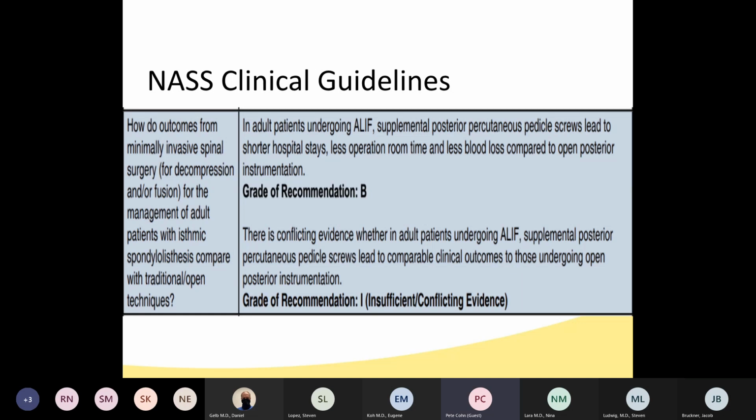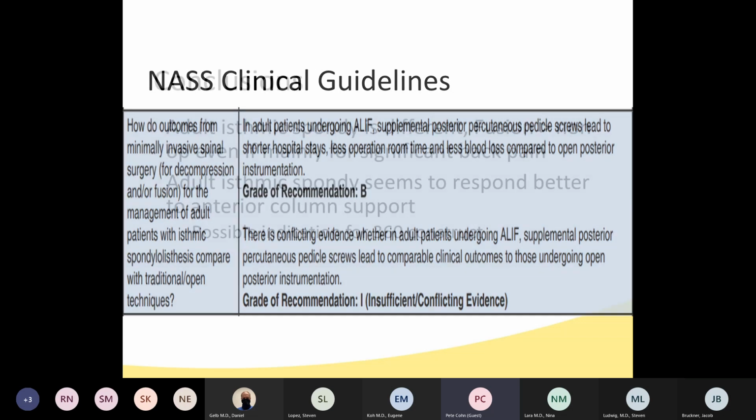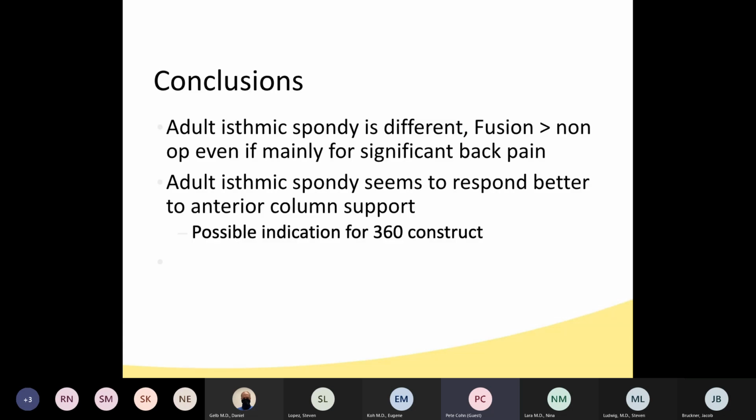And then, this is getting a little more in the weeds, but for patients who are undergoing posterior fixation, doing percutaneous screws can lead to shorter hospital stays, but there's no evidence that it improves outcomes overall. So, conclusions for isthmic spondylolisthesis: adult isthmic spondylolisthesis is much different than degenerative, and fusion is better than continued non-operative management, even for a significant back pain component. And adult isthmic spondylolisthesis seems to respond better to anterior column support, so maybe that's an indication, although we're still looking at that.